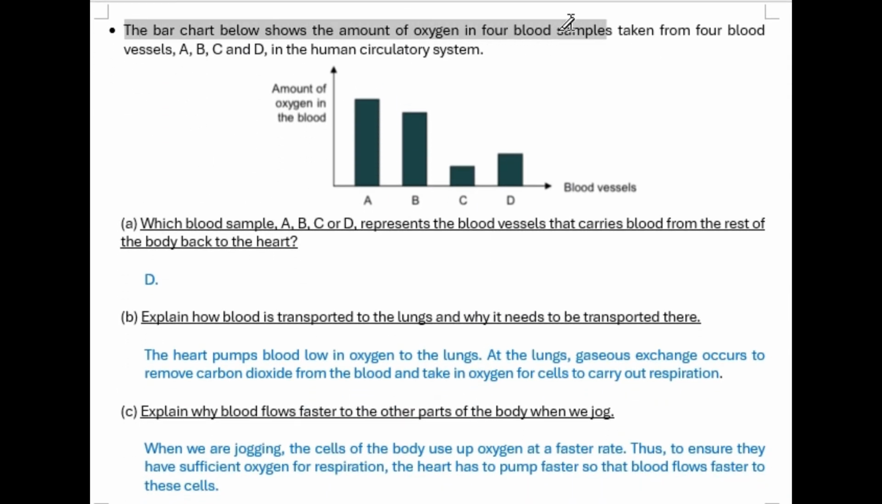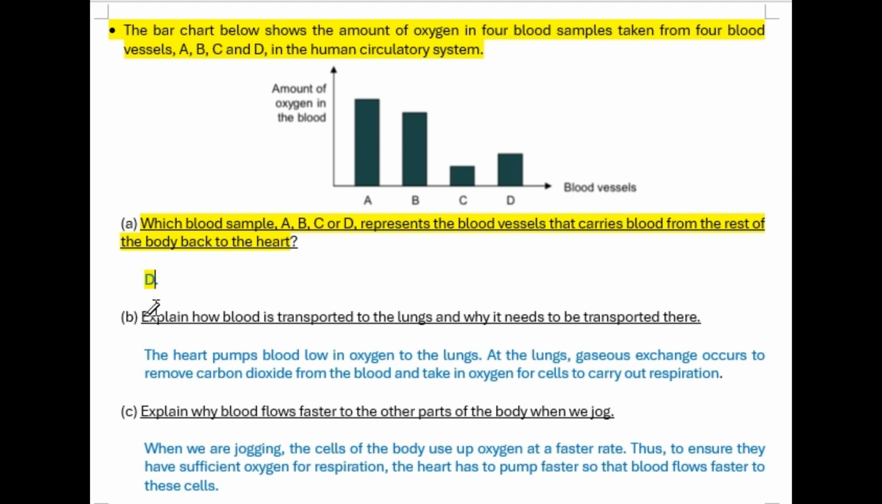The bar chart below shows the amount of oxygen in 4 blood samples taken from 4 blood vessels A, B, C and D in the human circulatory system. Which blood sample A, B, C or D represents the blood vessel that carries blood from the rest of the body back to the heart? D.